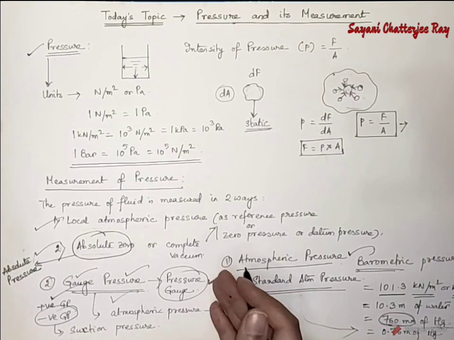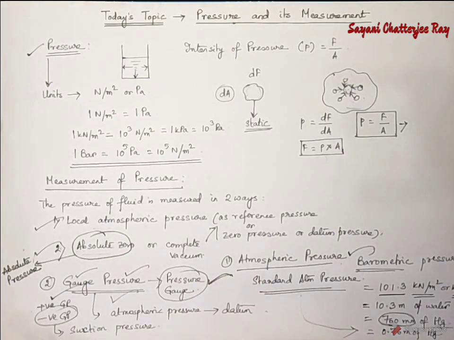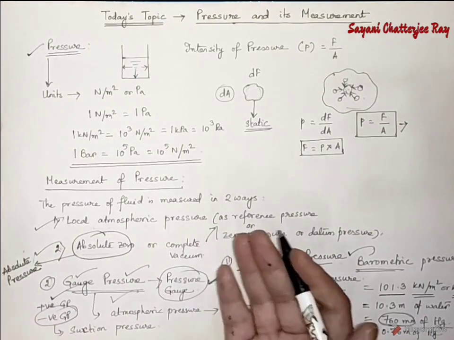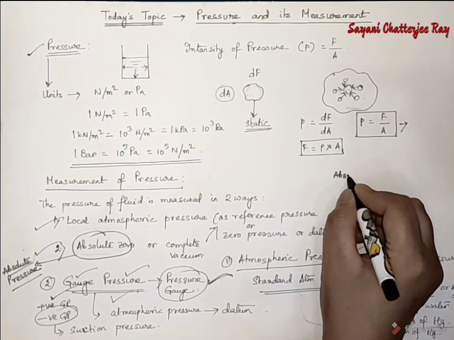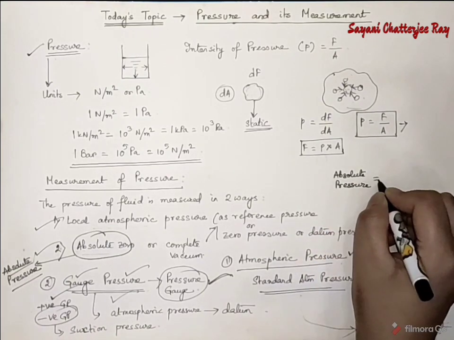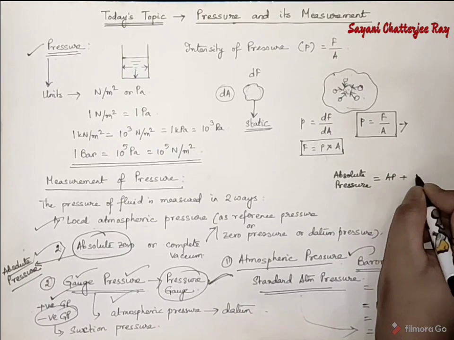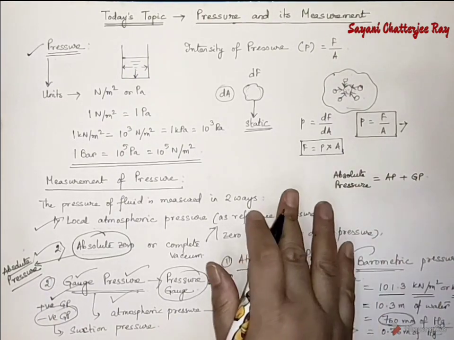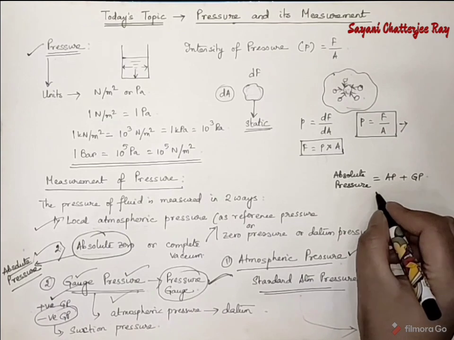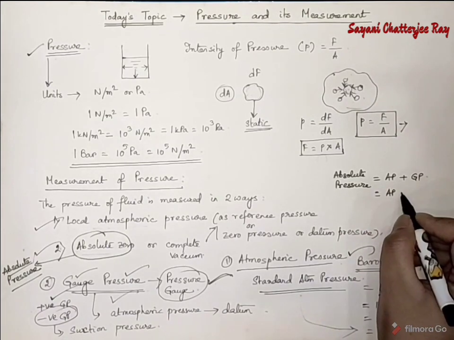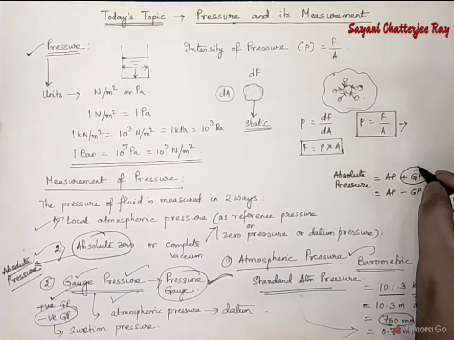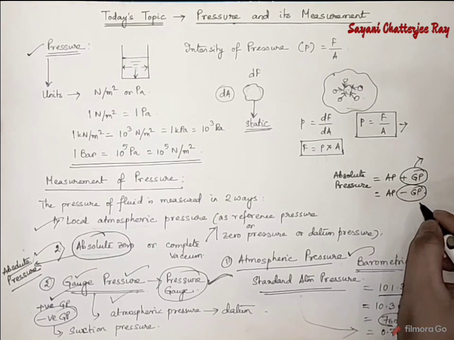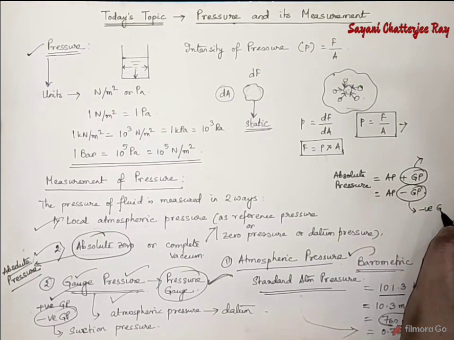All the pressure gauges record the difference between the actual pressure and the atmospheric pressure. This actual pressure is the absolute pressure. Absolute pressure is the sum of the atmospheric pressure and gauge pressure. And this absolute pressure can also be the difference between the atmospheric pressure and gauge pressure. This positive one is the positive gauge pressure and this negative one is the negative gauge pressure, which is also known as the suction pressure.